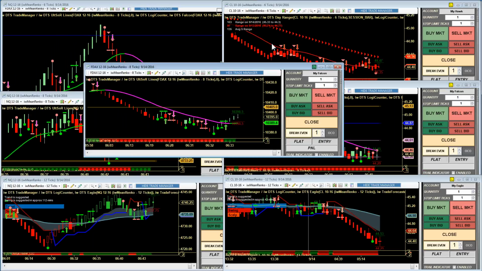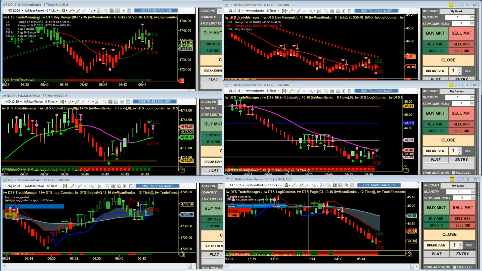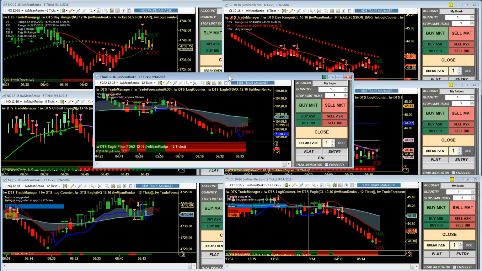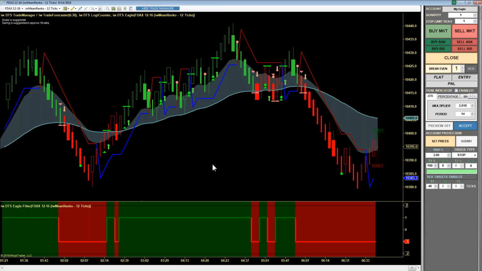All right, so that's the Falcon. And just really quick, because I know you guys want to see some signals as well, here's the Eagle on the DAX. A very good rule of three signal here. This is a counter trend signal on the Eagle. And don't worry if you don't understand what these signals are that I'm pointing out, but they are pretty straightforward.